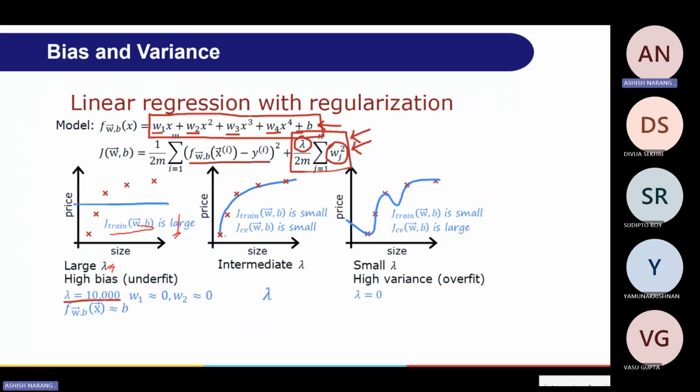Intermediate lambda will result in this, right? So this is the kind of model that we are expecting, where JTrain is small, and this is also small. If lambda is very, very small, JTrain will be small, but test error will become very large, and this is what we do not want. So the same thing is being told in different ways. Now this is with respect to regularization, right?